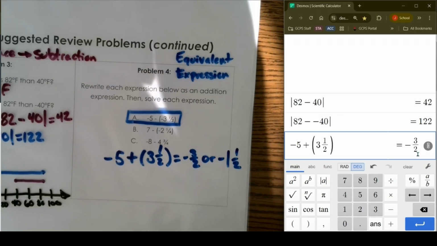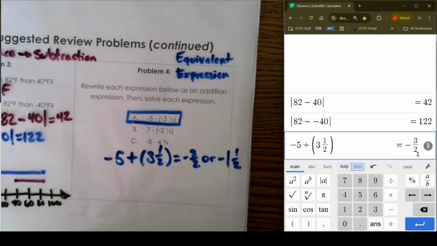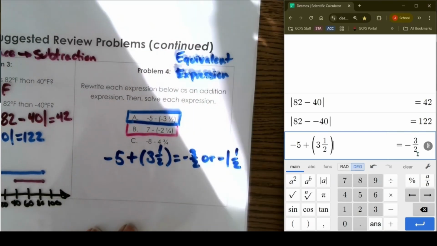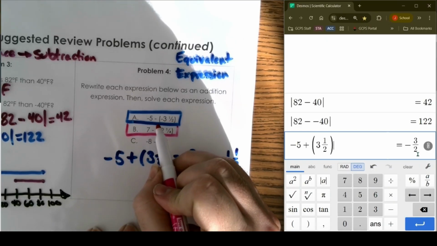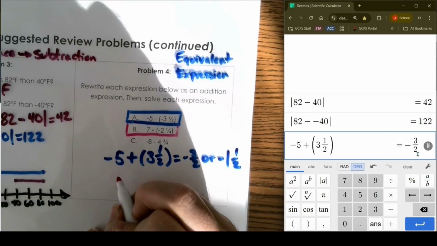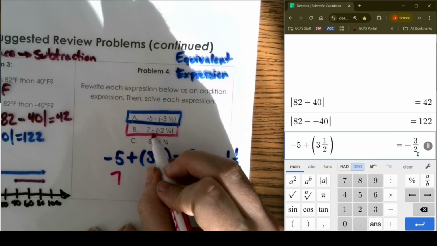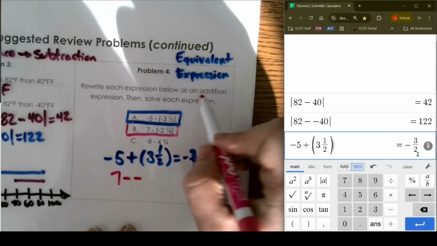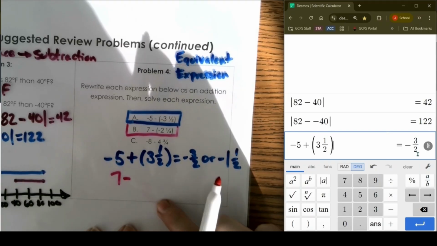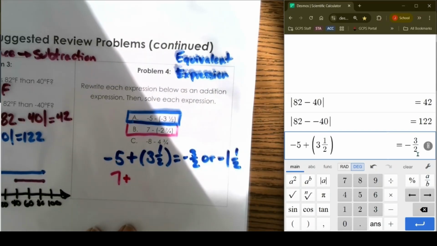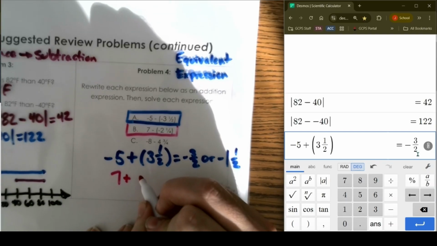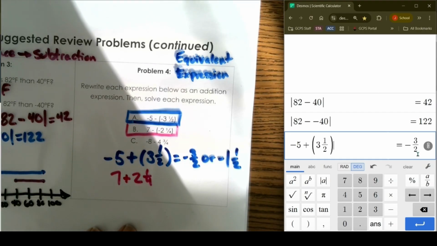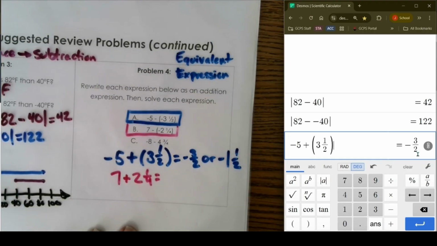Okay, second, let's do part B. Go for a different color here for part B. Part B says 7 minus -2 1/4. And again, we're just going to rewrite that as an addition expression. So I know if I'm taking away a negative value, that's going to be equivalent to adding a positive value. So 7 plus 2 1/4 is going to be my equivalent expression. And that is what I'm going to put into my calculator.